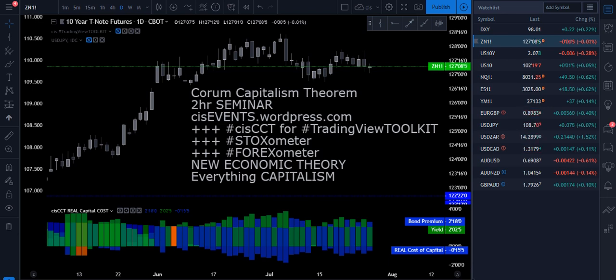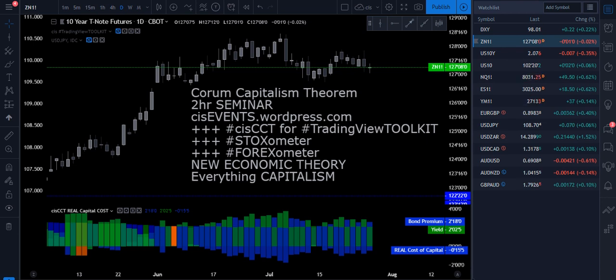Included in Quorum's Capitalism Theorem is a CIS CCT indicator system for TradingView Toolkit, a Stocksometer, a Forexometer. Quorum's Capitalism Theorem is a new economic theory that focuses on everything capitalism from a market-based perspective. Make certain that you watch the entirety of this video.